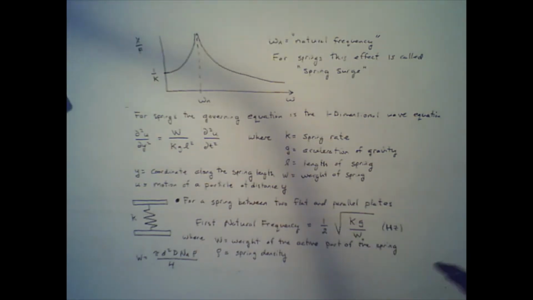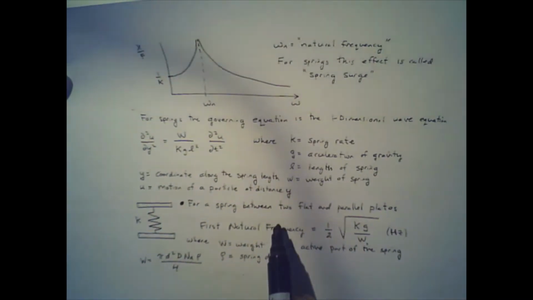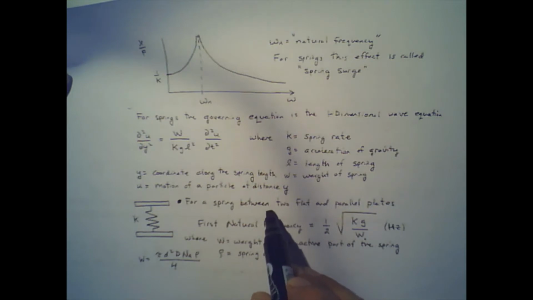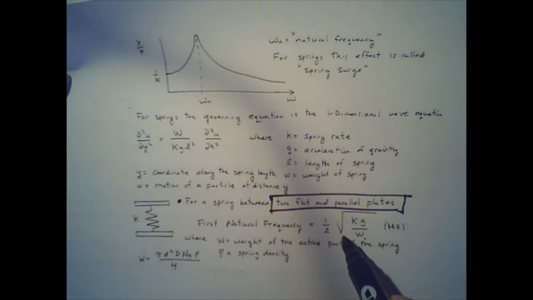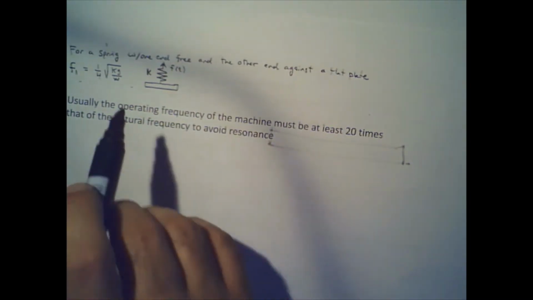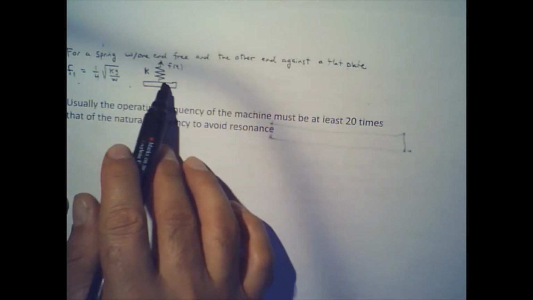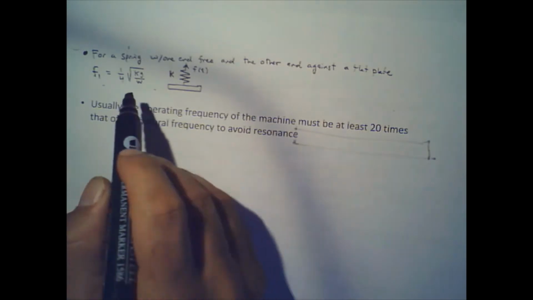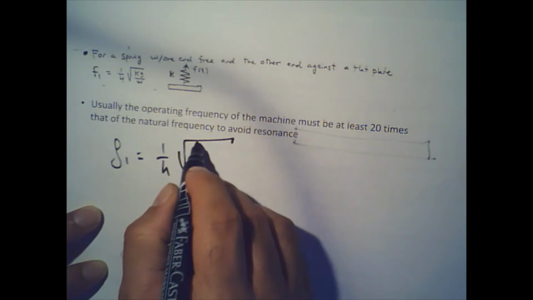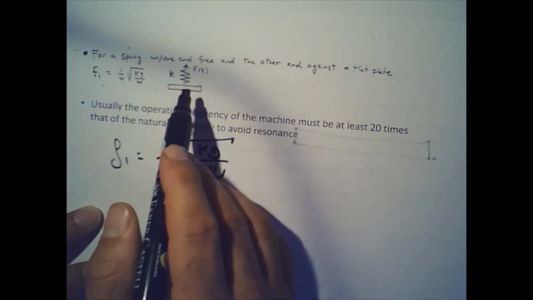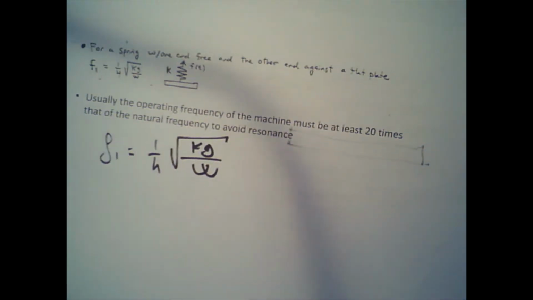So this is the natural frequency of a spring if I ask you for it, and this is the natural frequency if the spring is held between two flat, parallel plates. But in the case where one end is free and the other is against a flat plate, the natural frequency is equal to 1 over 4. So this is the first natural frequency in the case of one end free and the other end clamped on a parallel plate.